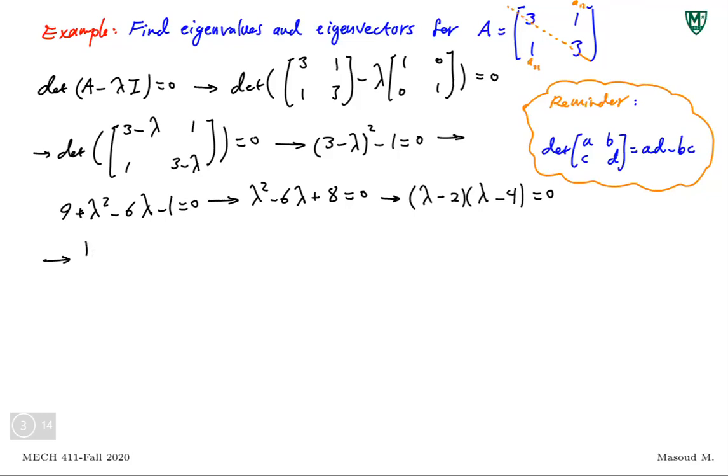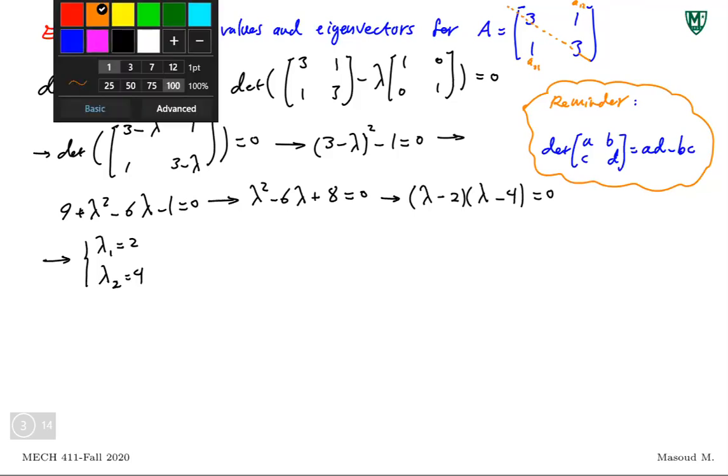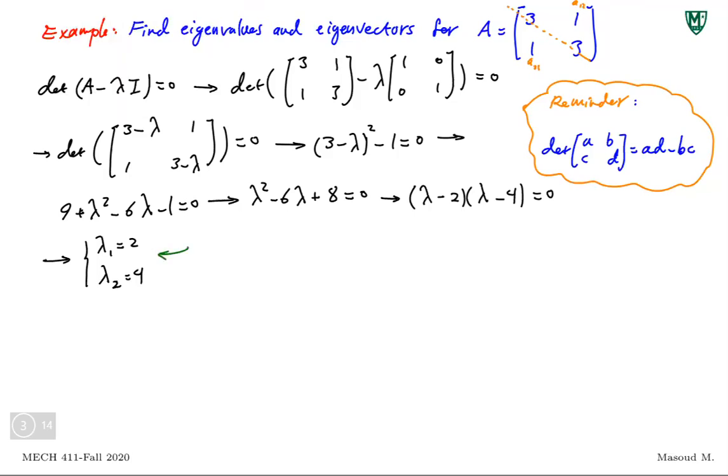So this means lambda 1, I'm going to call it lambda 1, the first root is 2, and lambda 2 is 4. So these are the roots of the characteristic equation. The characteristic equation is supposed to give me eigenvalues, and the roots are obviously eigenvalues. So these are my eigenvalues. Any question about this, folks?